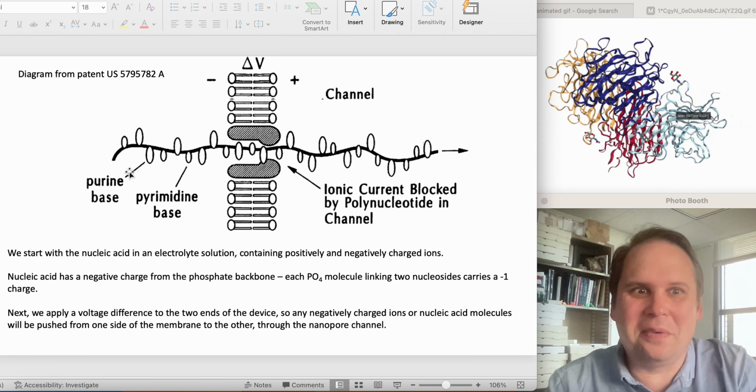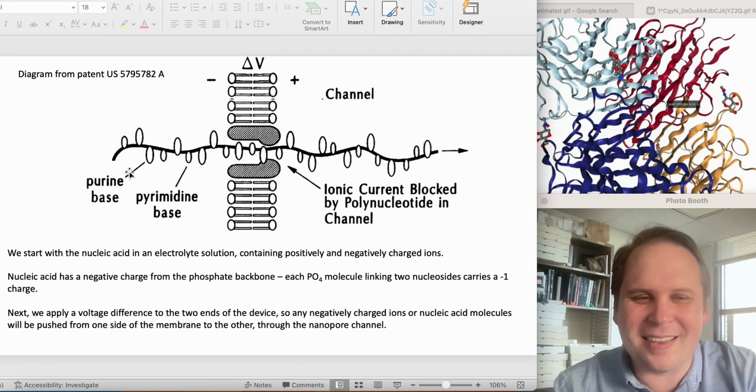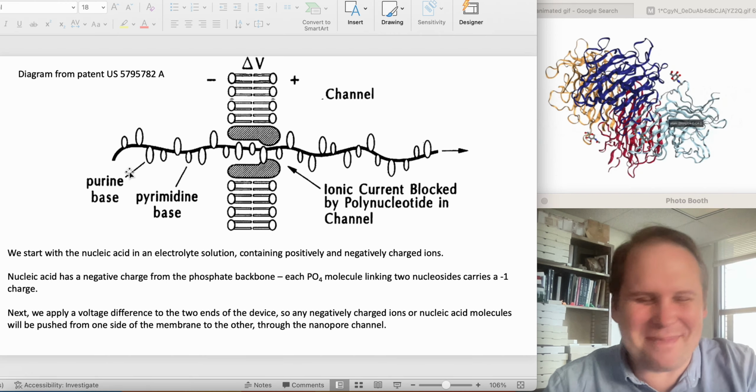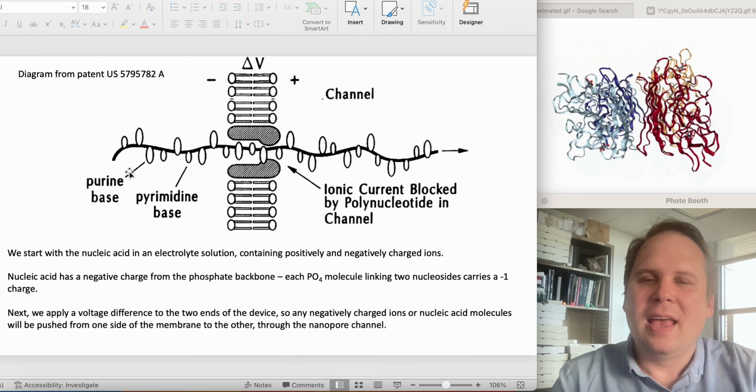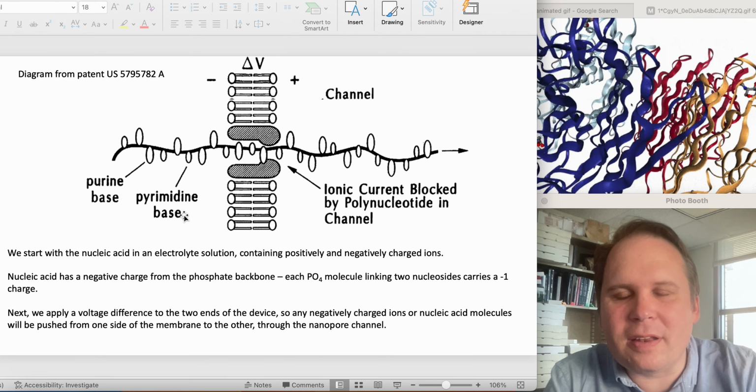And so there you go. You're not slurping it through, you're pushing it through, which is a hard way to eat spaghetti, I gotta say, but works well for sequencing. So what you're measuring is how many of these other little ions are going to go through.